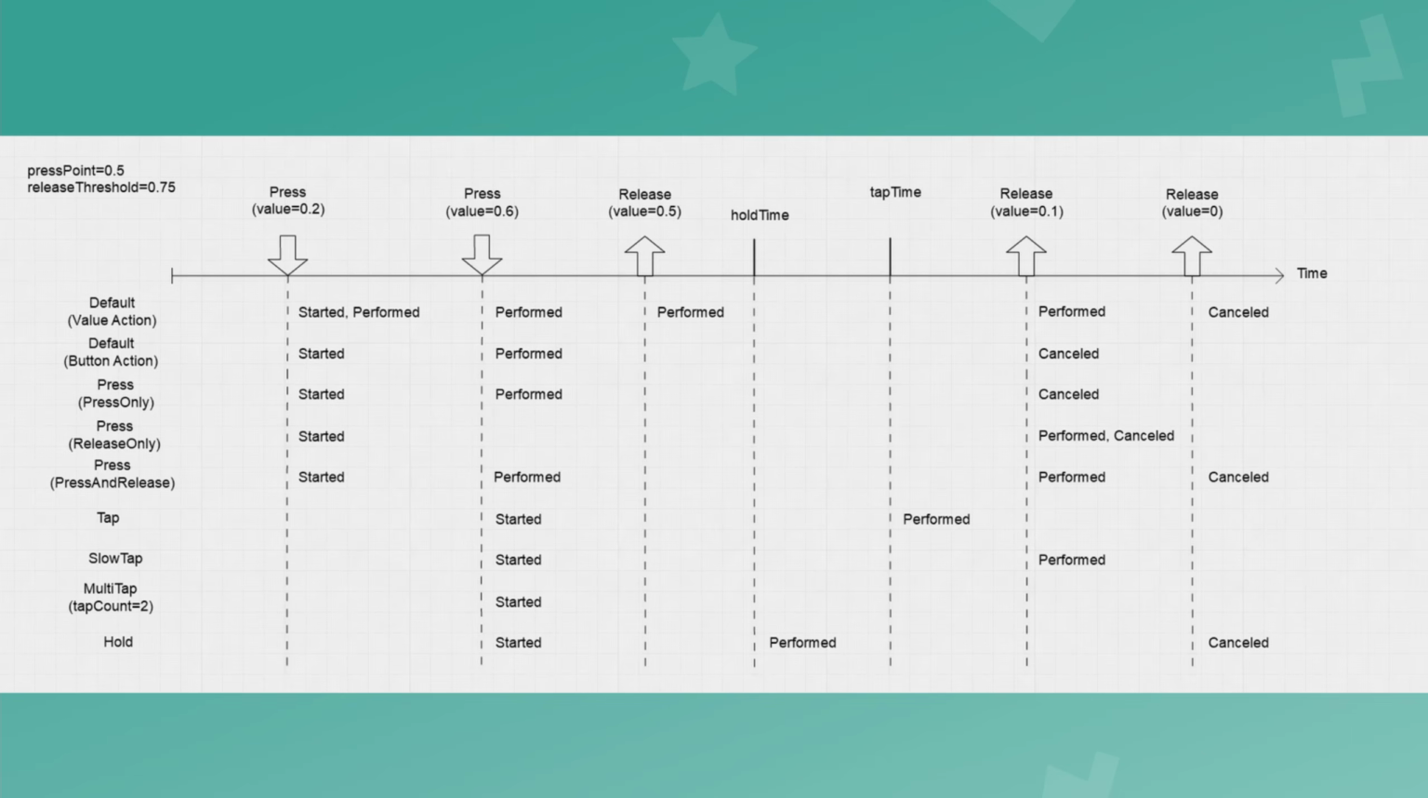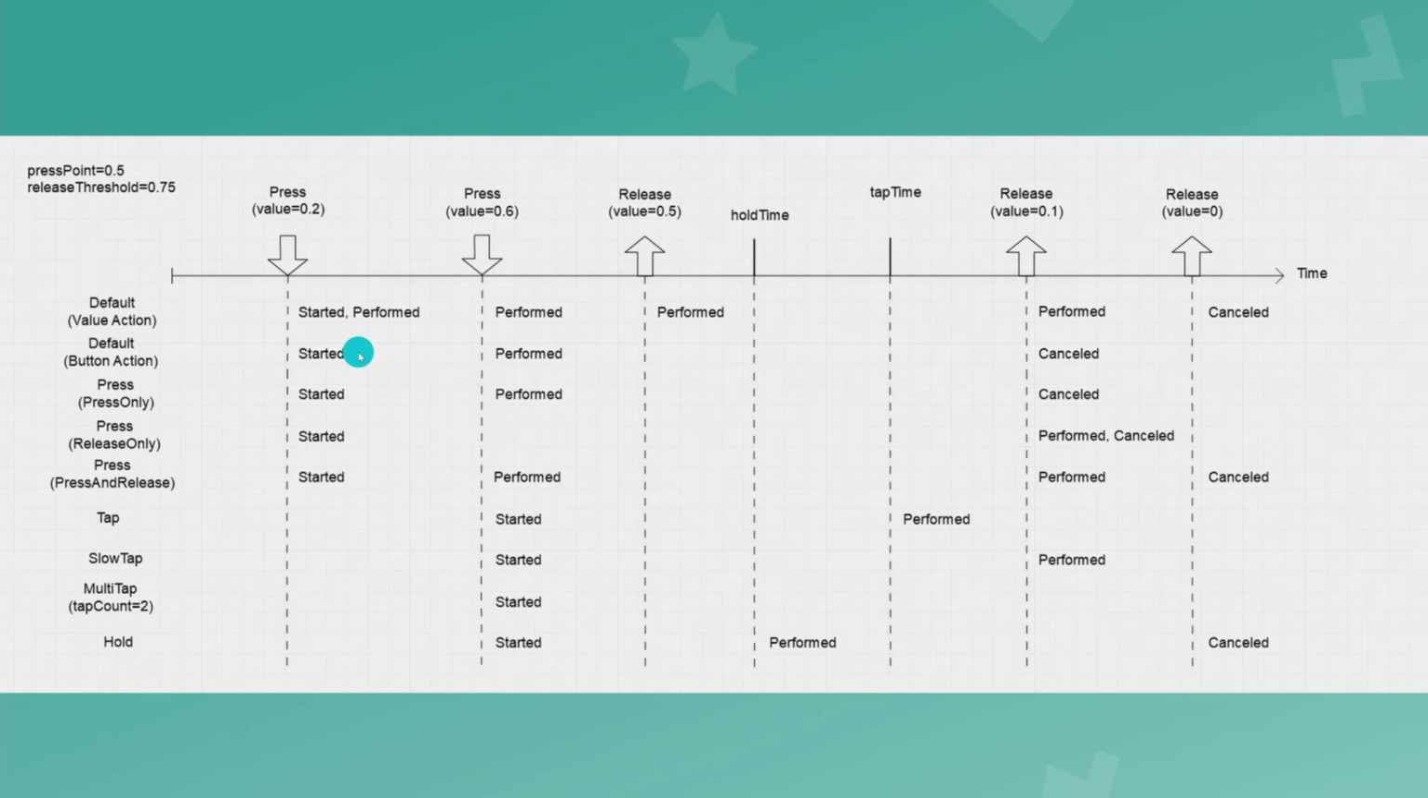I find it a little bit confusing, but basically you see here we have the different interactions. So for the default interaction, if we press it less than the actuation point or the press point, which is 0.5, so currently it's 0.2, then it will be started and performed. This is the default when we don't have any interaction. When we press it over the 0.5, then it's performed as well. And when we release it, it's also performed. And if the actuation is over 0, when we release it, it'll be performed as well. But when the value reaches 0, it'll be cancelled.